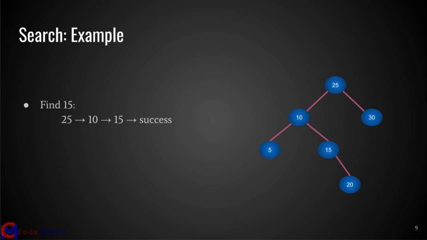Now, let's see what happens when we try to find 35. We start from the root again, which has 25 and then go right to 30 and now we need to go right as 35 is greater than 30. But 30 has no right child and hence we declare failure.